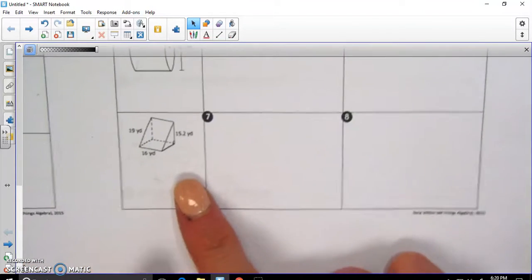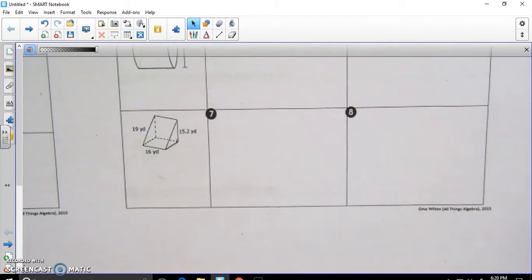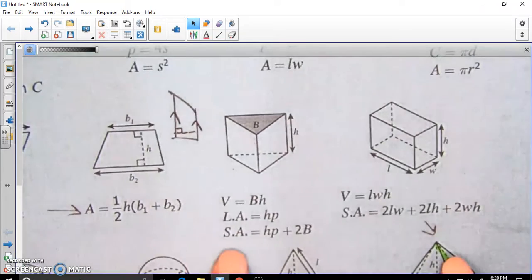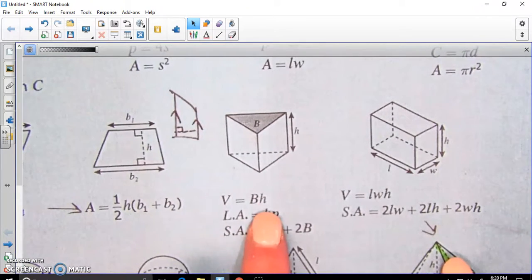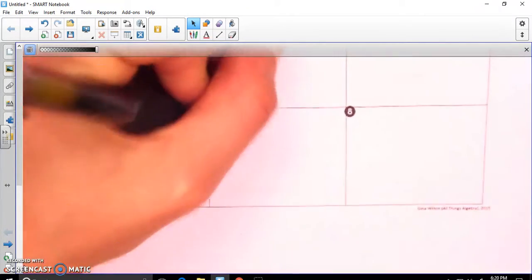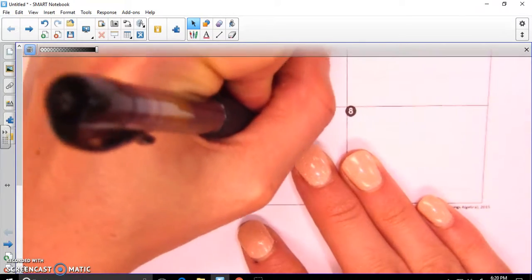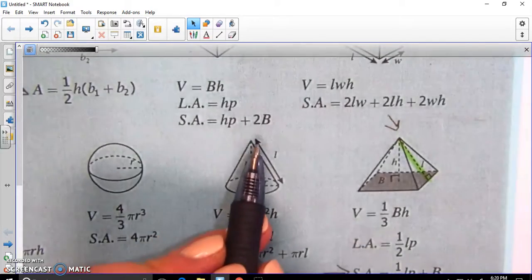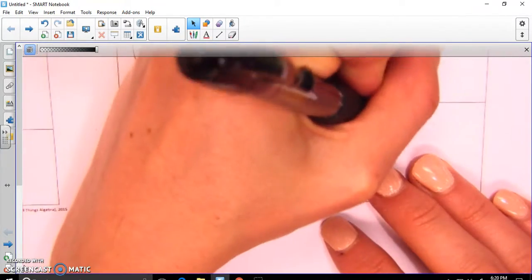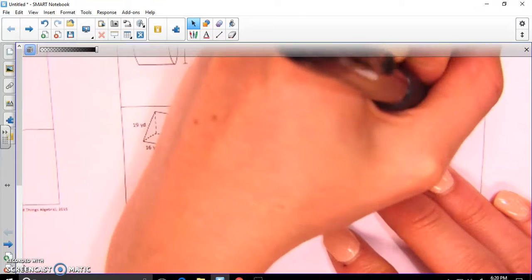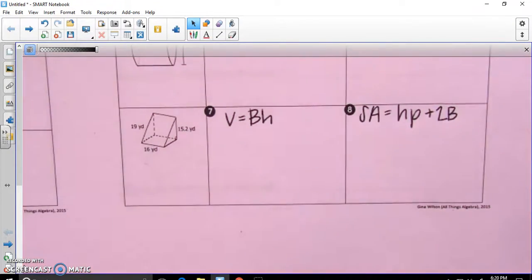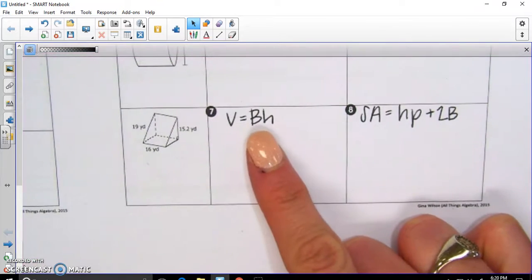So this one, it's not a pyramid because it doesn't meet at a single point. It is a triangular prism. So the figure that we're looking at is this one. This is a triangular prism. All right, so we've got a volume, which is B times H, or area of the base times height. And then surface area is HP plus 2B. So let's talk about area of the base.